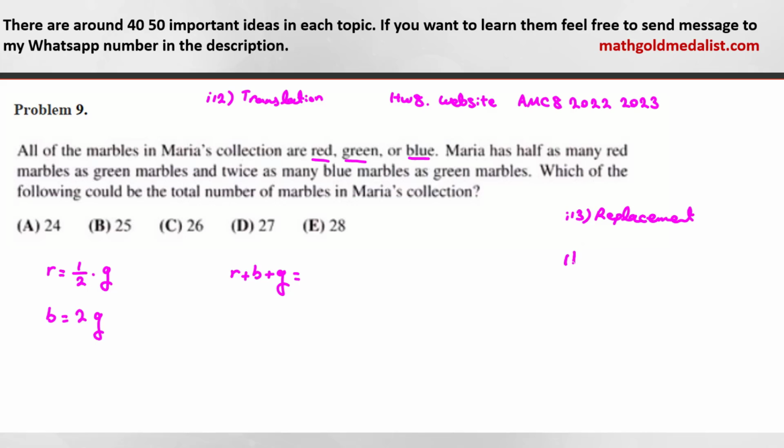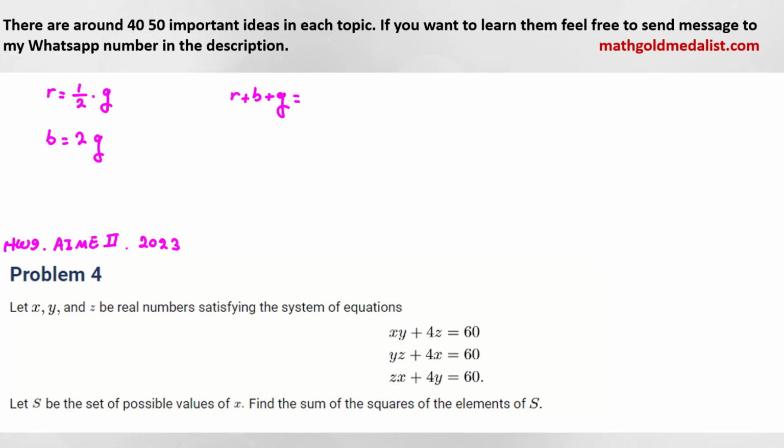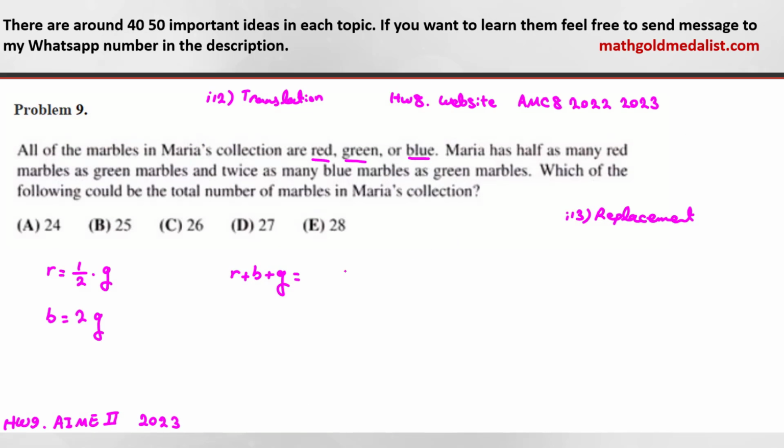And as homework 9, you can solve one problem from AMC 8 2023 only by applying replacement. Let me tell you exact problem is what. You can try this problem of AMC 8 2023 as homework. You can solve it only by applying replacement, like here. R is 1/2 times G plus B is 2G plus G. So it will be 1/2 times G plus 3G. So if you use common denominator, it will be G plus 6G, 2 times 3. G, so 7G over 2.